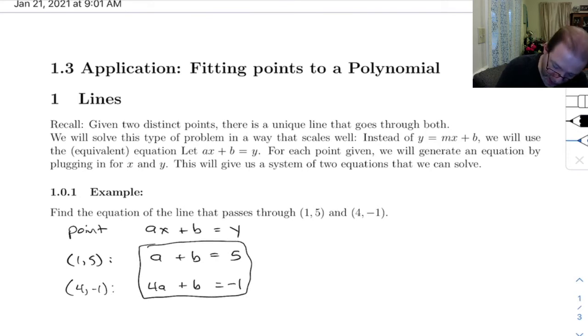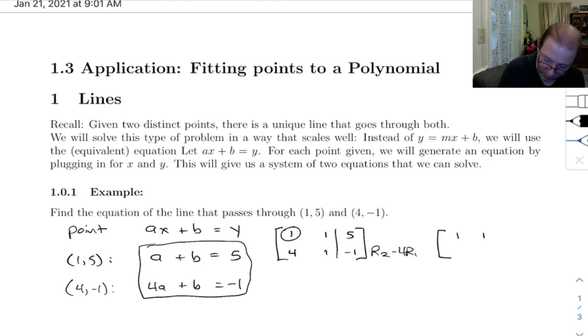Now I'm going to rewrite that as the matrix [1, 1, 5; 4, 1, negative 1], and I'm going to solve this. Now, I've already got a 1 up here, so let's use that to zero out the 4 below. Row 2 minus 4 row 1 is going to give me 4 minus 4, 1 minus 4, and then negative 1 minus 20. So it's negative 21.